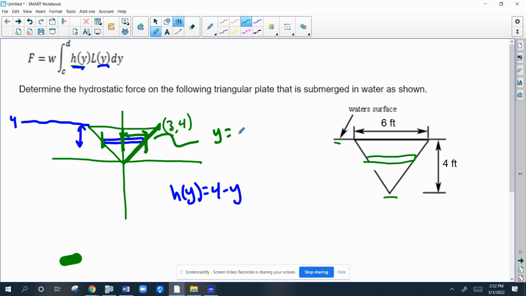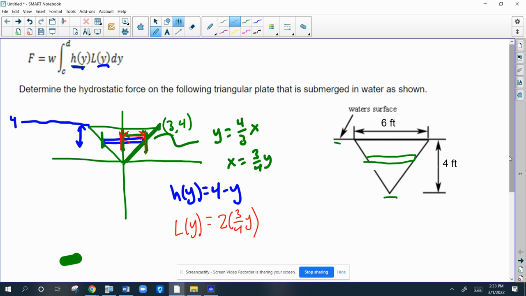The slope of this line is up 4 over 3. So that's why I'm going to solve for x, because I want x. So the length of this from here to here is the right value of x, which is 3/4 y, minus the left value of x, which is 0. The length of the entire thing is twice that. So 2 times 3/4 y.